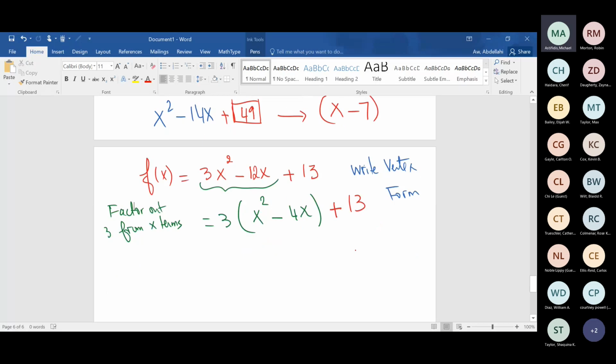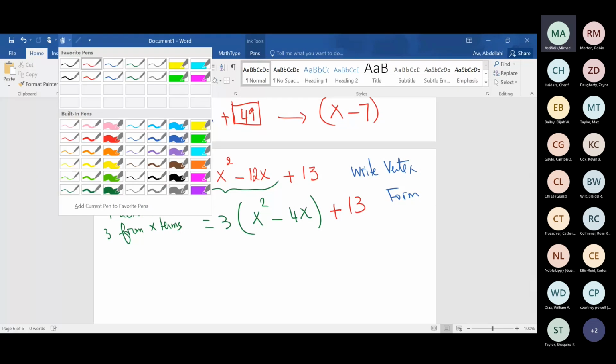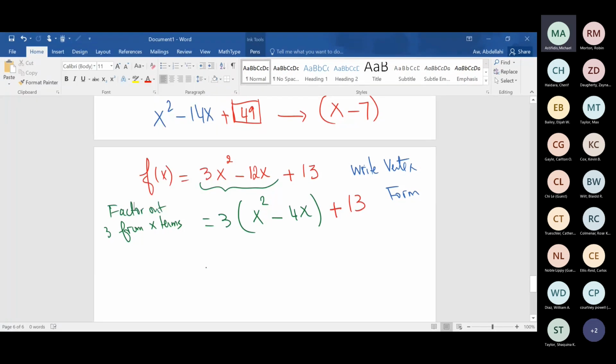You see now, look at the green parentheses. Now I have what I want, right? Now I have x squared by itself. I don't have a number in front of x squared. Now I can go ahead and add a number, complete a perfect square, right? It's going to be 3 parentheses x squared minus 4x.